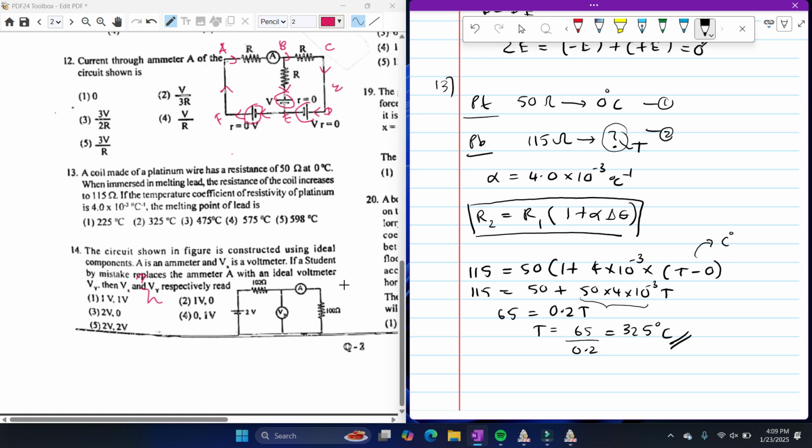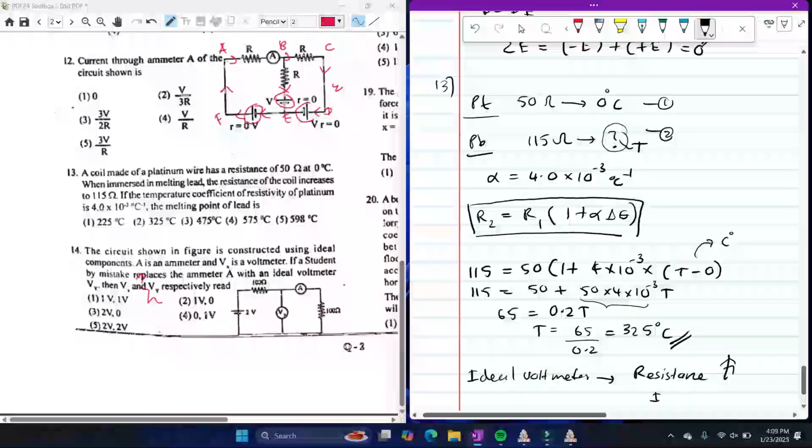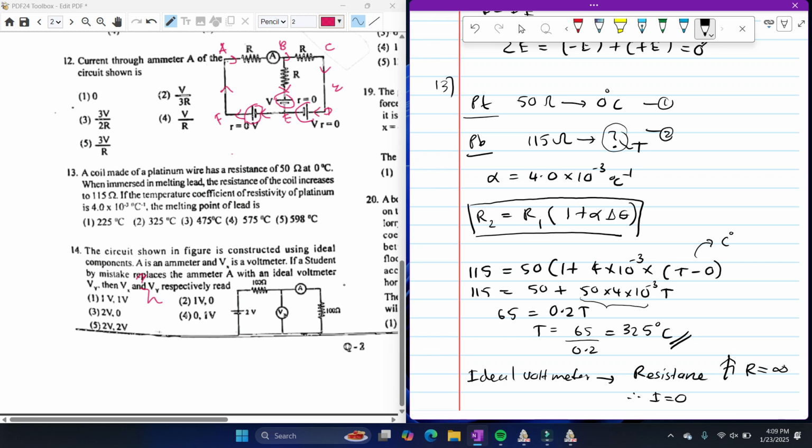Therefore, we know that ideal voltmeters usually have very high resistance. Resistance is extremely high, whereby the current becomes zero. It actually means that resistance goes up to infinity. As a result, current is zero. That means no current flows through the system.